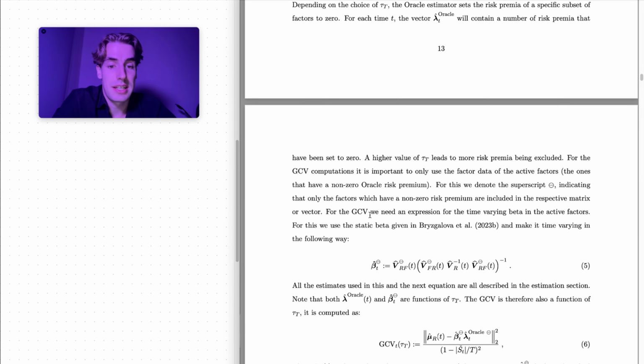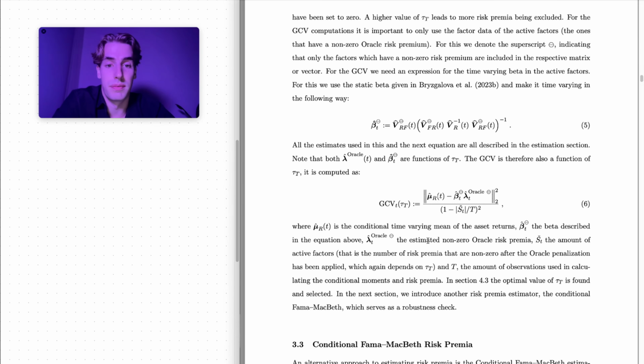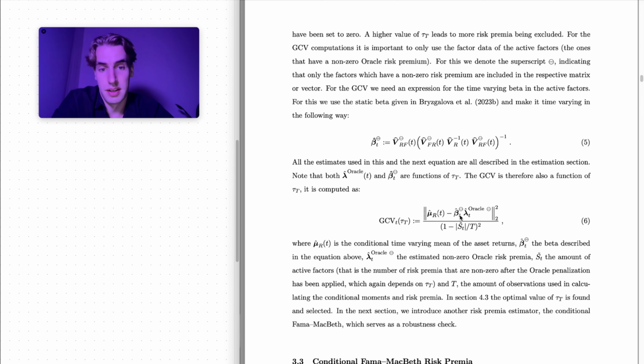Basically, a generalized cross-validation method works as follows. In the top of the equation, we have the bias in the mean. So it's a mean variance bias, right? It's a trade-off. We want the estimated returns to be close to the real returns, and at the same time we don't want to have too many factors included in the model. In order to calculate this GCV, we first need to come up with a time varying beta coefficient for only the active factors.